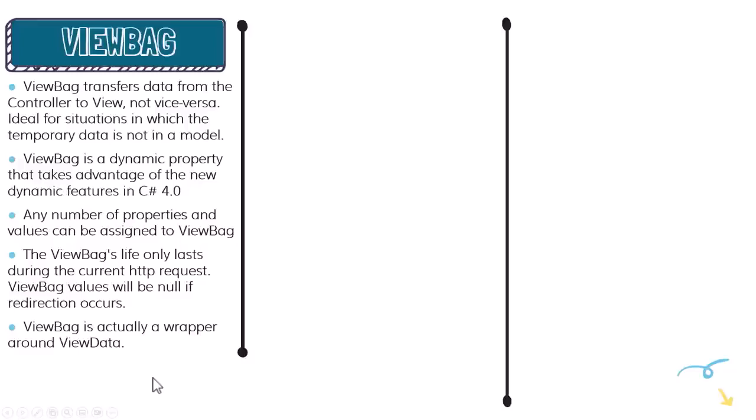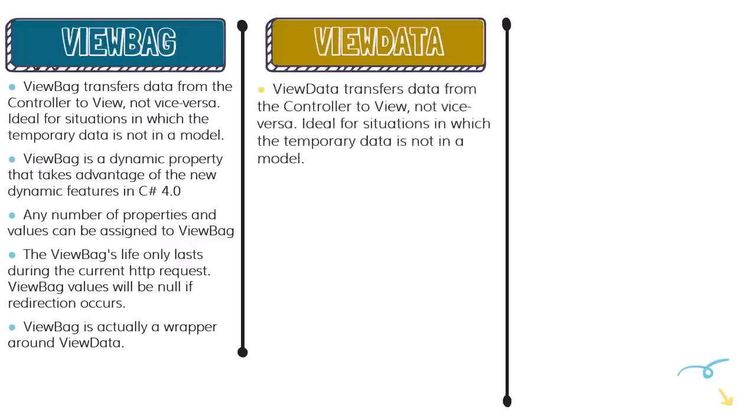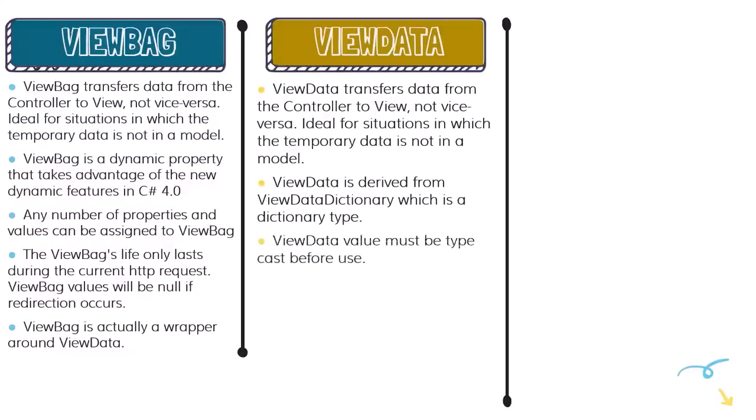We have seen ViewBag in the last video. Next we want to see how we can accomplish the same things with ViewData. ViewData also transfers the data from controller to view and not vice versa. And again, it is ideal for the situation where the temporary data is not in a model. ViewData is derived from ViewDataDictionary, which is a dictionary type. ViewData value must be typecasted before use.